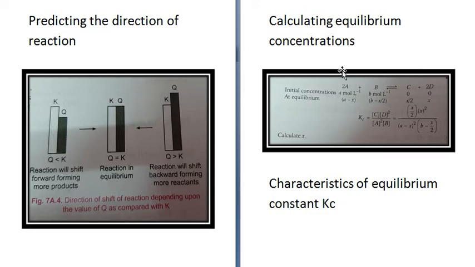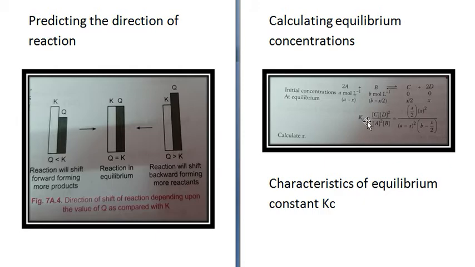Understood? Again, it was initially A. Whatever quantity of B is present, twice the quantity of A is present, because it is 2A. In the same way, whatever quantity of C is being formed, twice the quantity of D is being formed. So if X of A is used, B will use X by 2, so B minus X by 2 if B was the initial concentration. C is formed as X by 2, and D, because it is 2D, X will be formed.